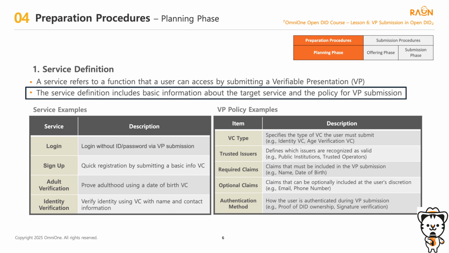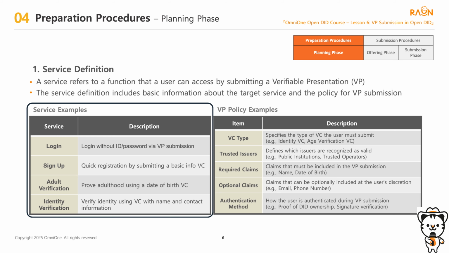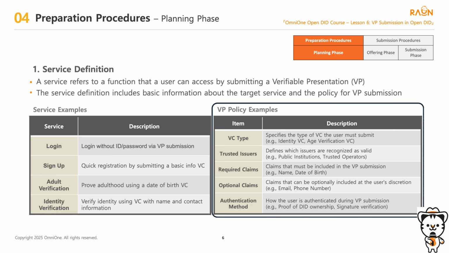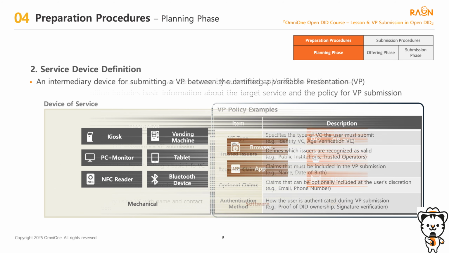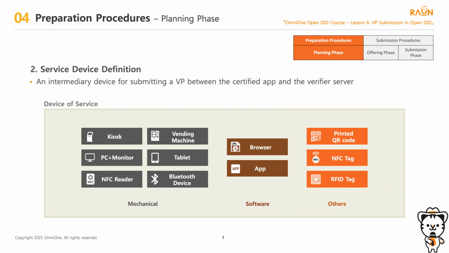This service definition includes both basic information about the target service and the policy for VP submission. In other words, it's a concept that includes not just the service itself, but also what kind of VP needs to be submitted to use it. Examples of services include login, sign up, age verification, and identity verification. The VP policy can include various rules, such as the type of VC, allowed issuers, required and optional claims, and authentication methods.